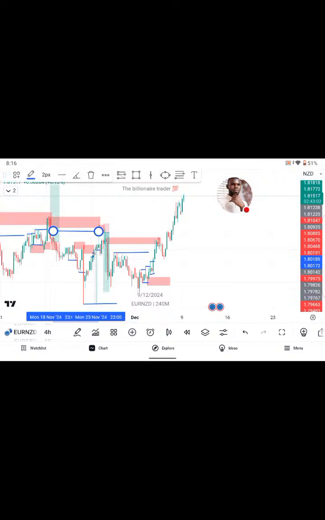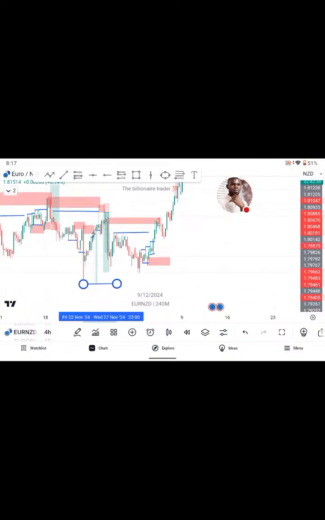We have this unmitigated zone and we have this high available as a liquidity. So price actually took out that high. I was expecting it to come and take out this external liquidity, but price did not do that. So I was expecting a re-entry.